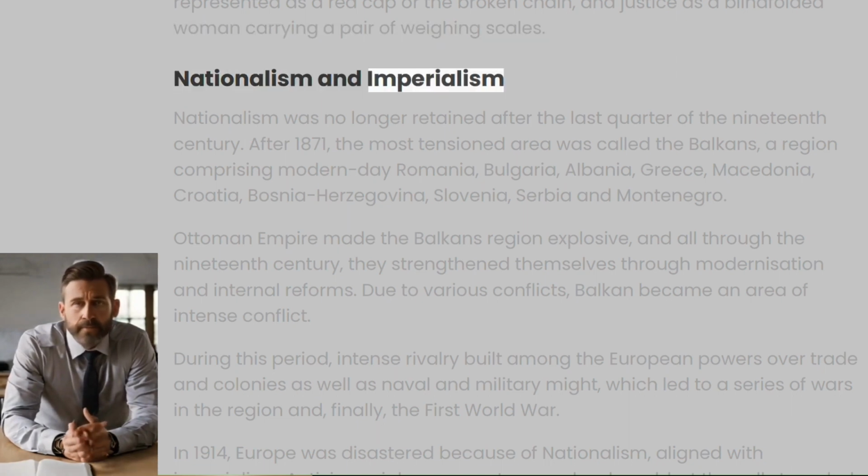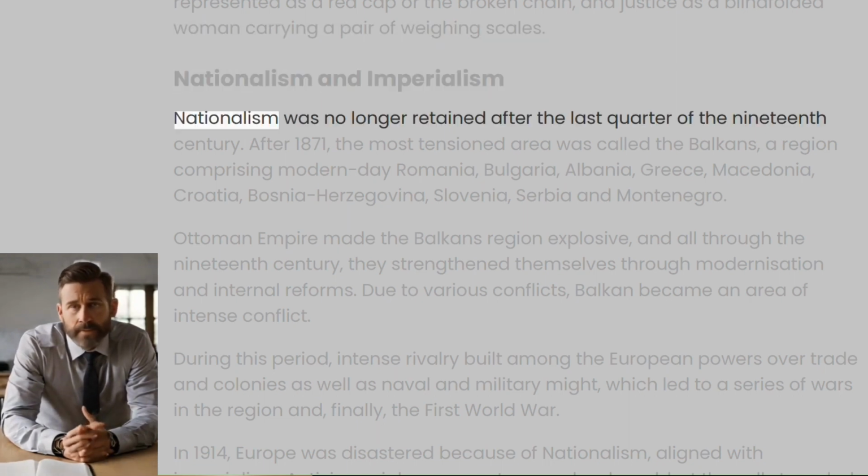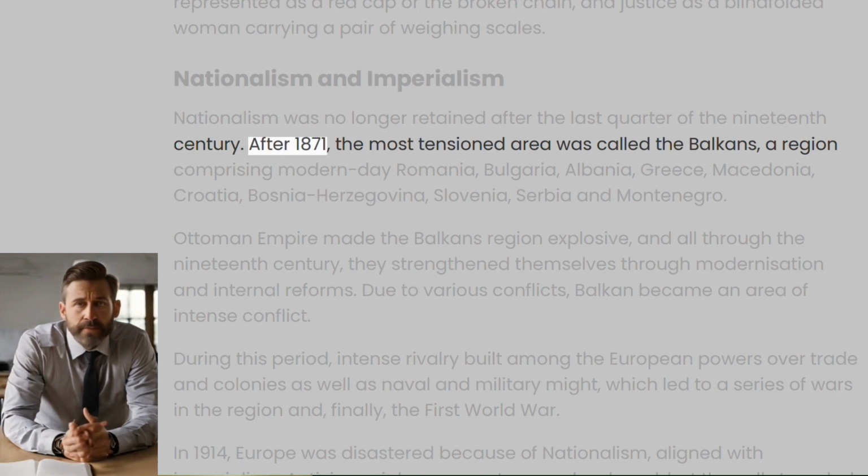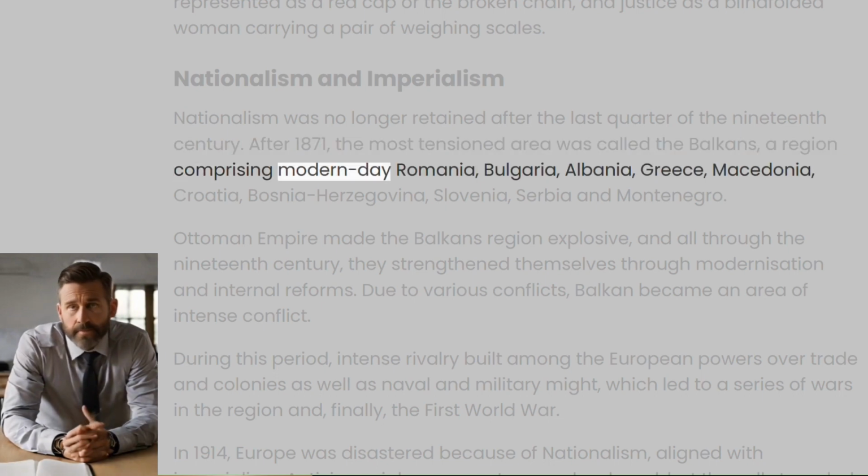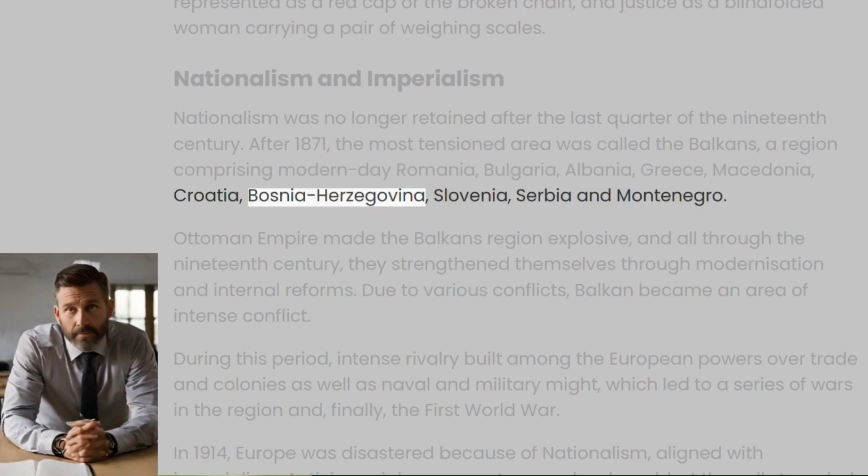Nationalism and imperialism. Nationalism was no longer retained after the last quarter of the 19th century. After 1871, the most tensioned area was called the Balkans, a region comprising modern-day Romania, Bulgaria, Albania, Greece, Macedonia, Croatia, Bosnia-Herzegovina, Slovenia, Serbia and Montenegro.